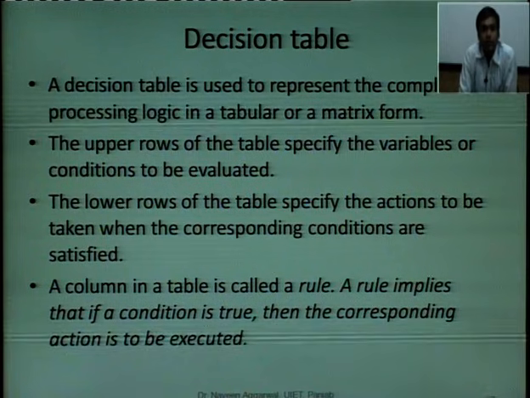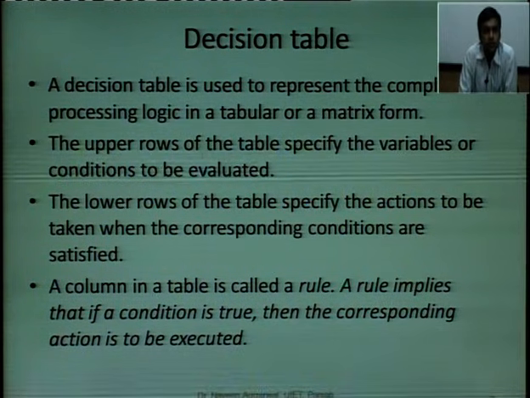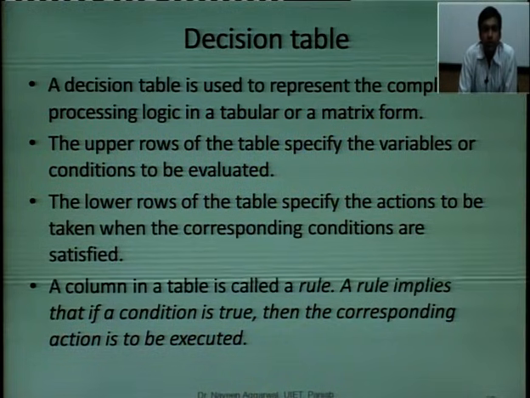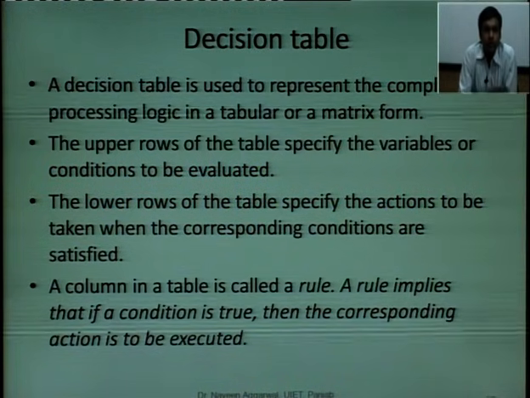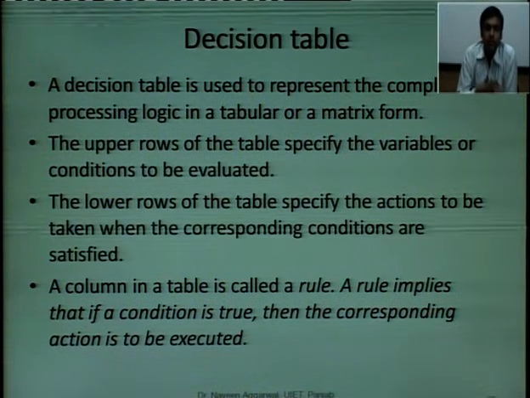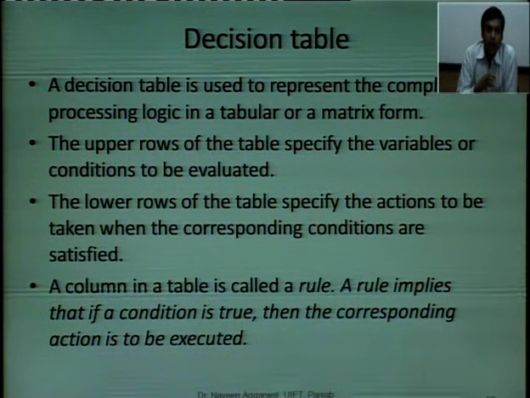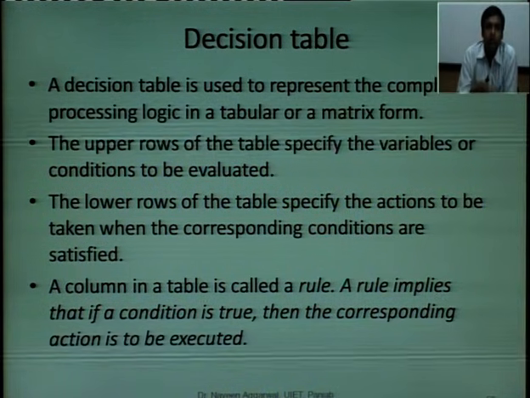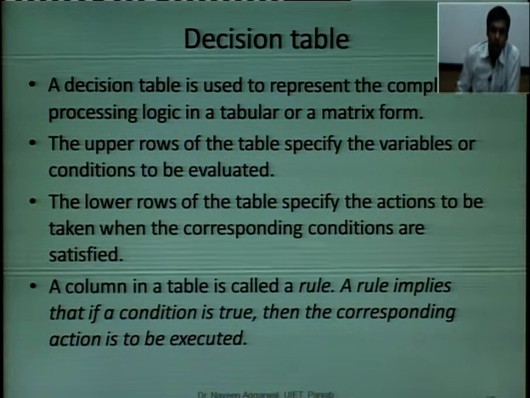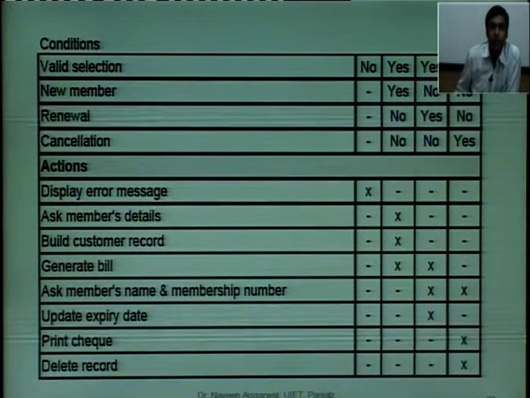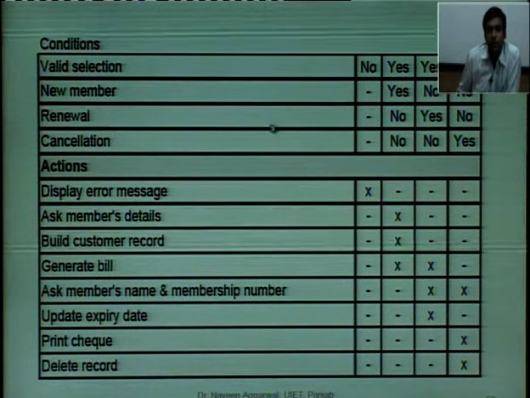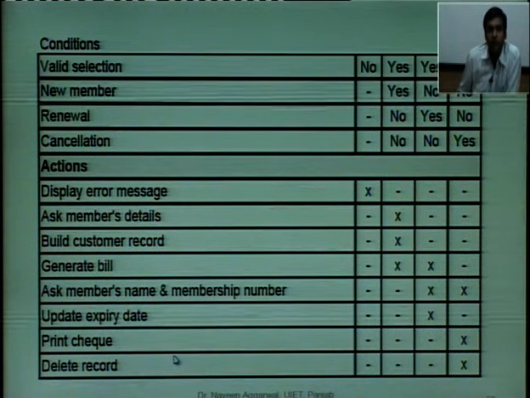Another form of representation of requirements is using decision tables. Decision tables are used to represent complex processing logic, which is sometimes not easily understandable in decision trees. The upper row of the table specifies the variables or conditions to be evaluated, and the lower row represents the action to be taken. A column in the table is a rule. It can be understood with this particular diagram. The upper section represents the conditions, and the lower section represents the actions.